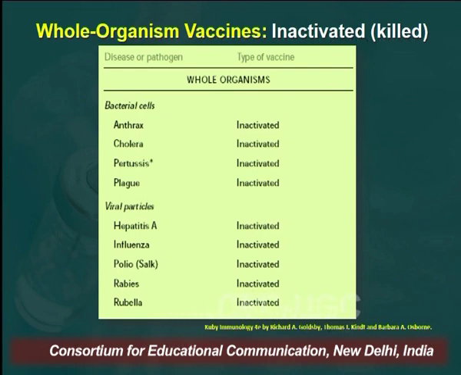Now, we come to the next part of the whole organism vaccines, which are called inactivated or killed vaccines. Here there are various vaccines developed for cholera, pertussis, plague, hepatitis A, influenza, polio (the Salk vaccine), rabies, rubella, and so on. We will look at some of these vaccines.